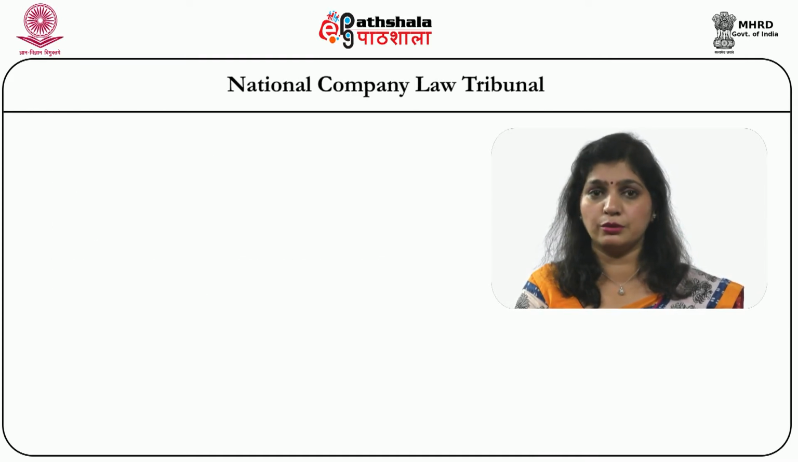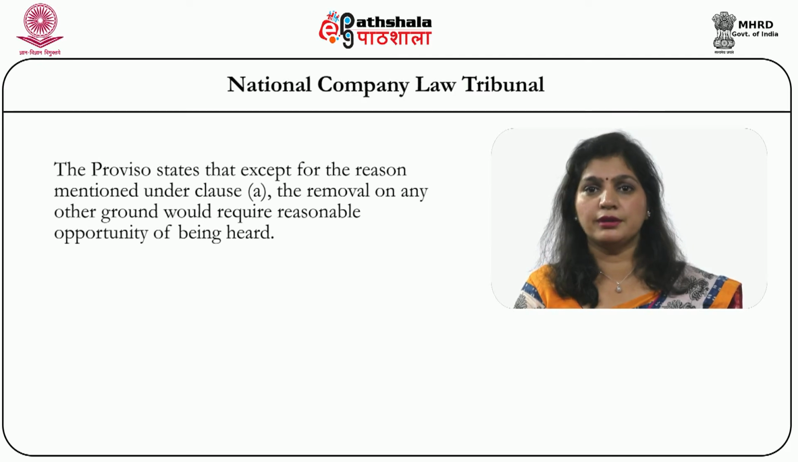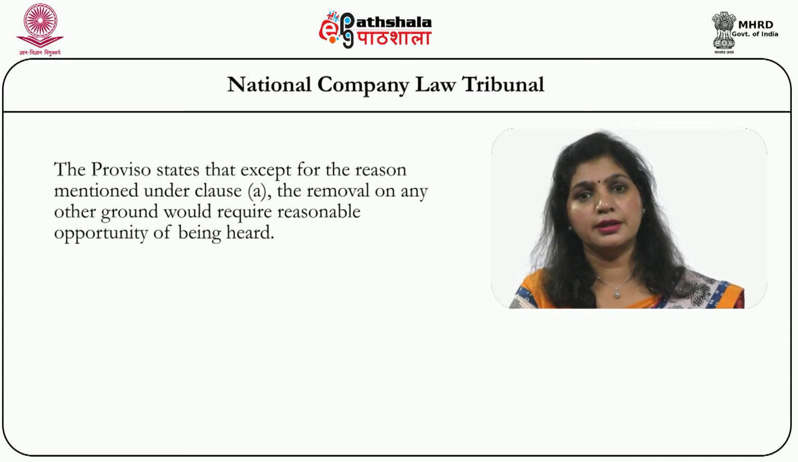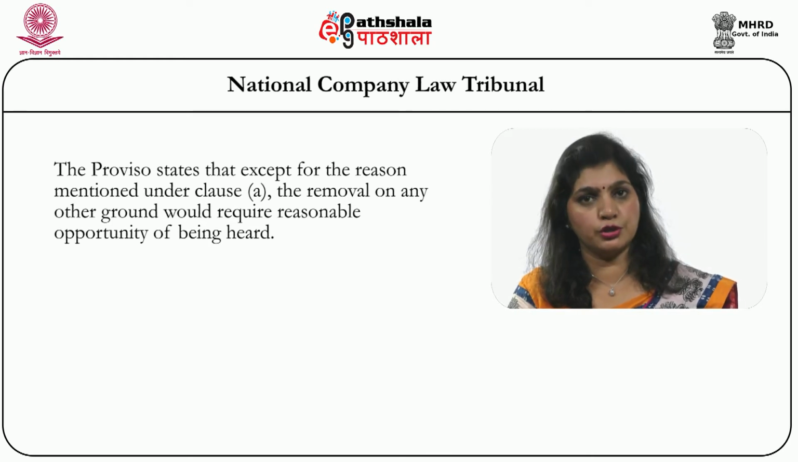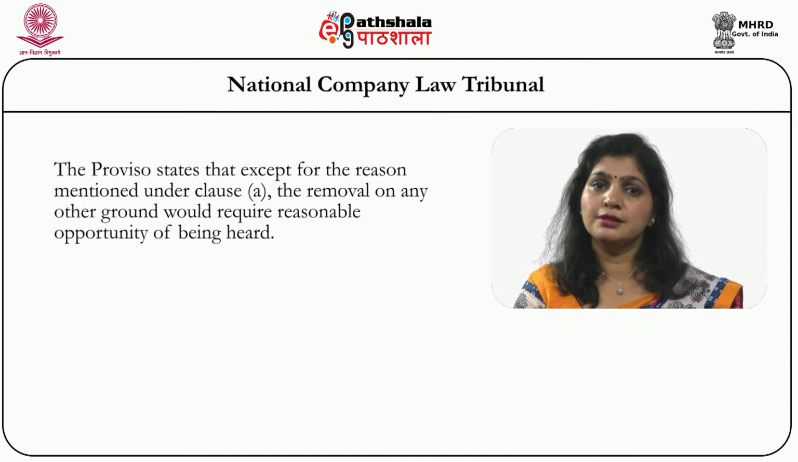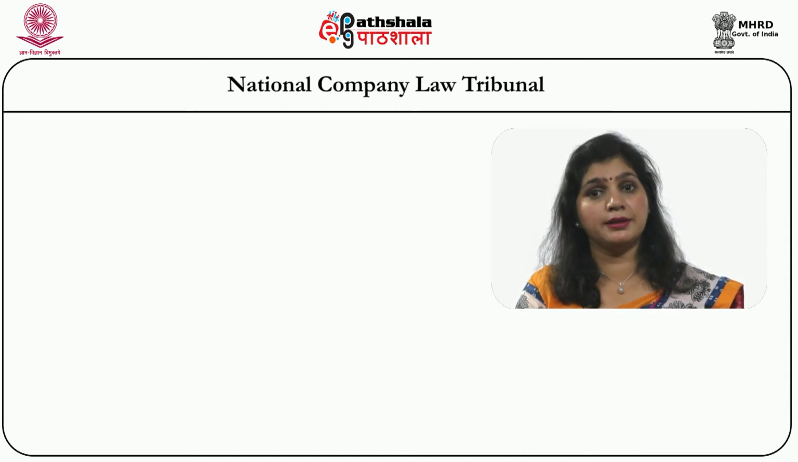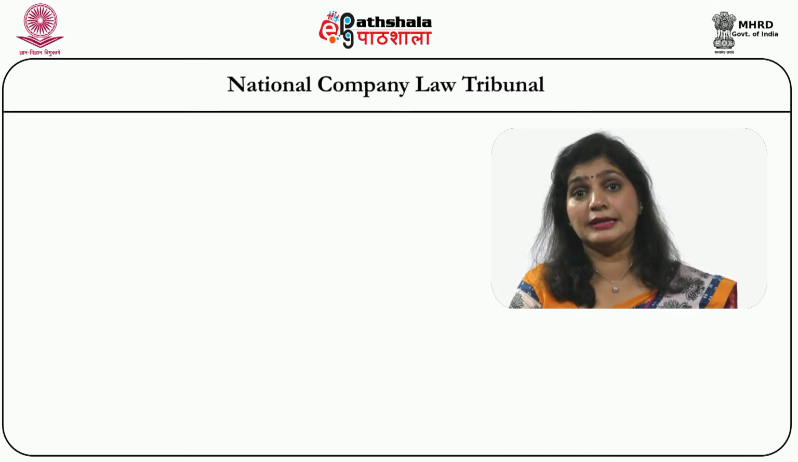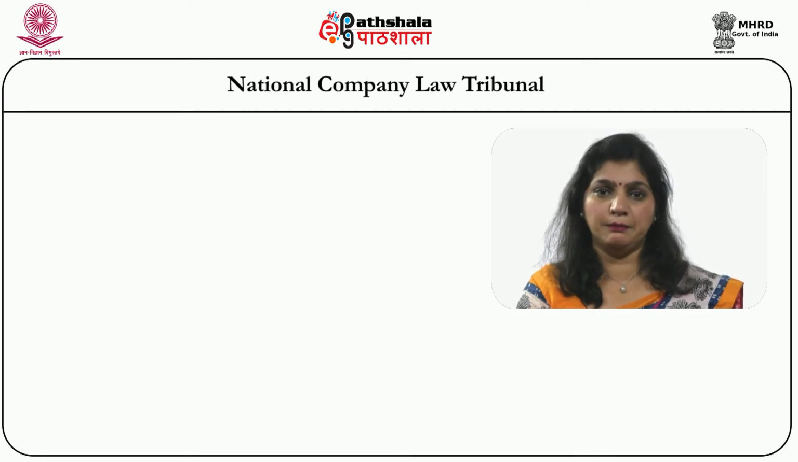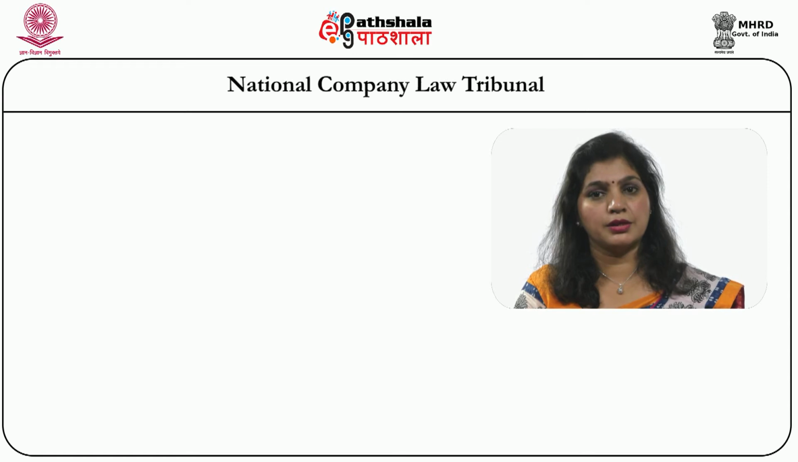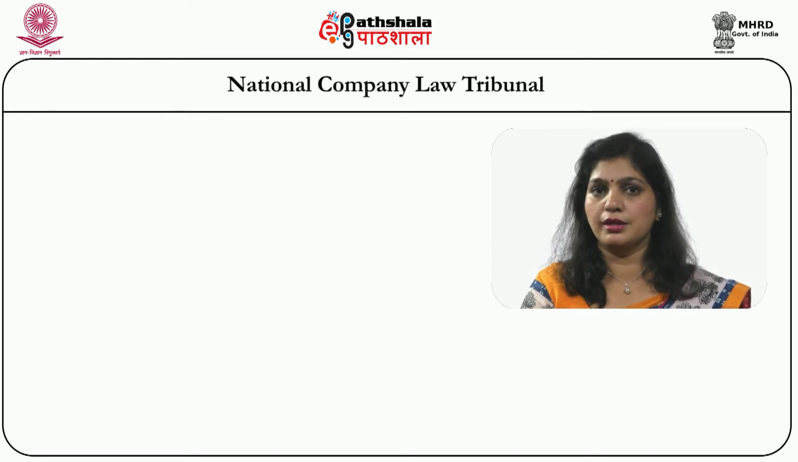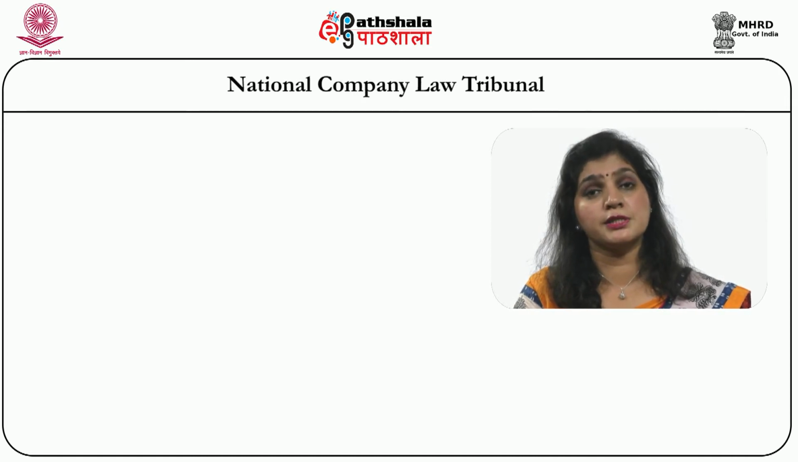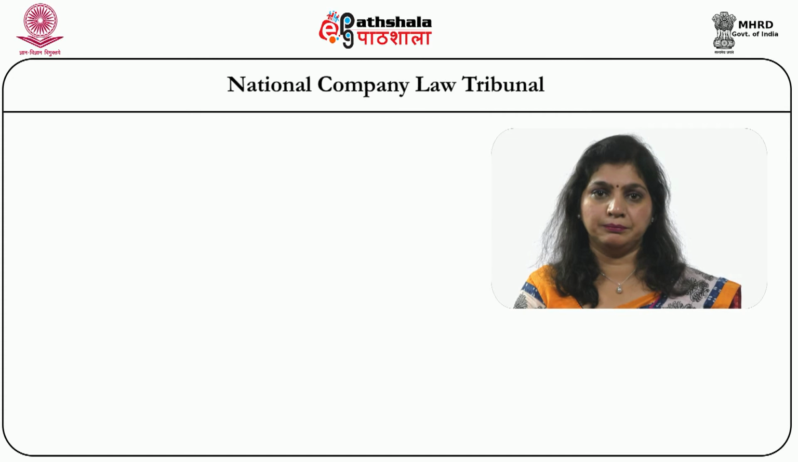Further, the proviso to the section is also there which states that except for the grounds mentioned under the first clauses, the removal on any other ground would require reasonable opportunity of being heard. A removal may be effected by the central government in case of proved misbehavior, or any incapacity where inquiry has been made by a judge of the Supreme Court. Such person must have been informed of the charges against him, and he should be given a reasonable opportunity of being heard in accordance with the principles of natural justice, although he may be suspended during the period of inquiry.